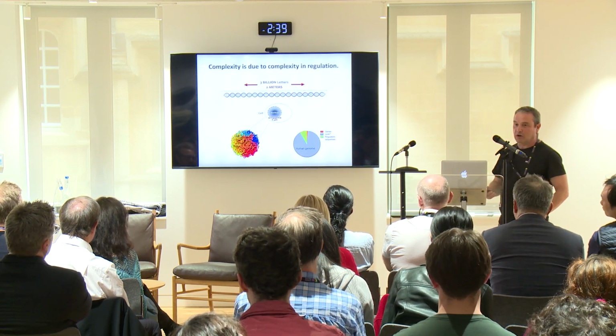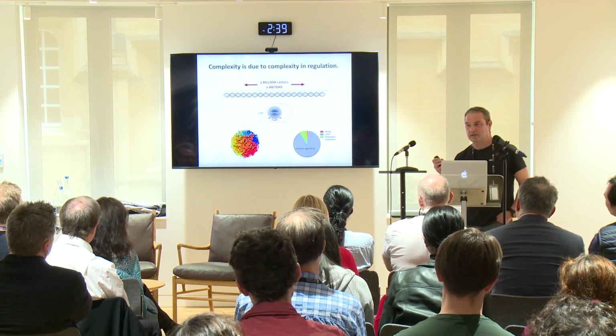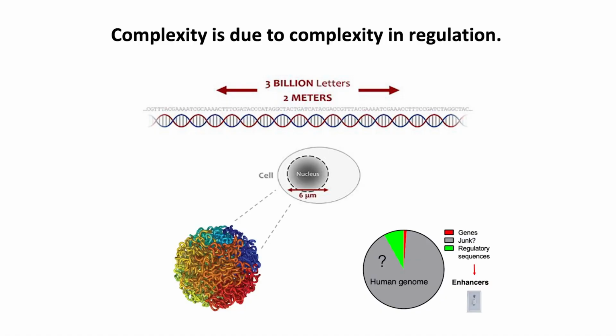So what's in the junk? They're regulatory switches. Because what the complexity comes from is not the number of genes, but how you can turn them off and on in different combinations to arouse complexity. And they tend to be called enhancers.